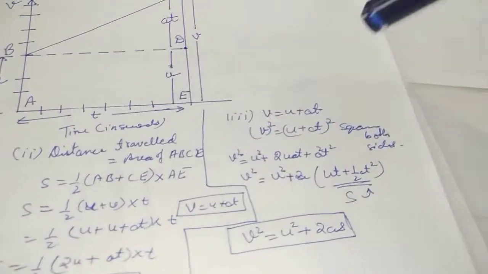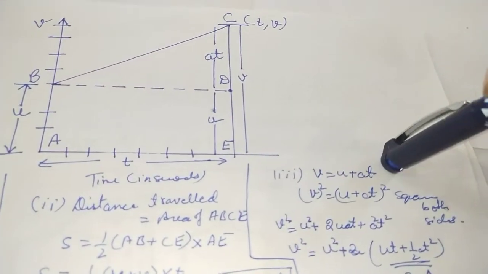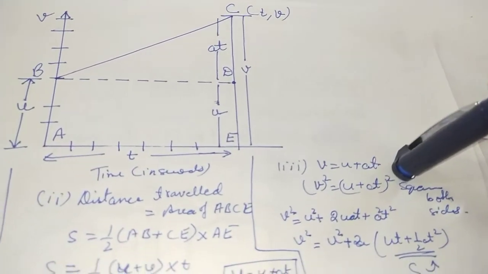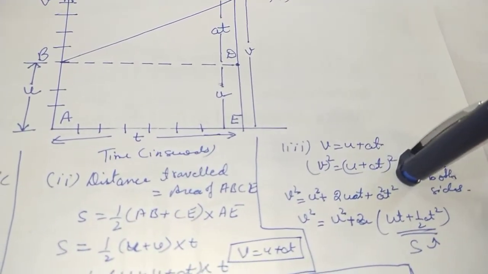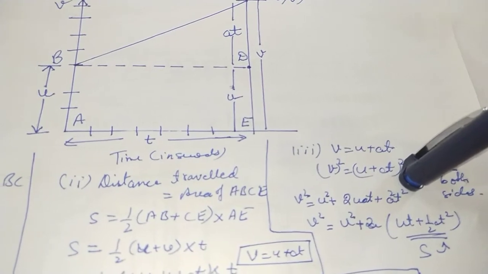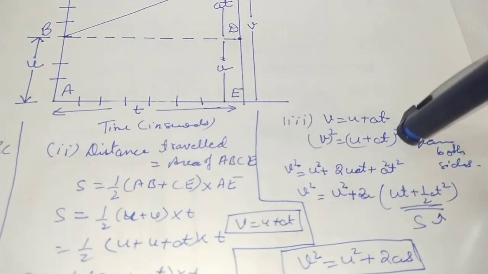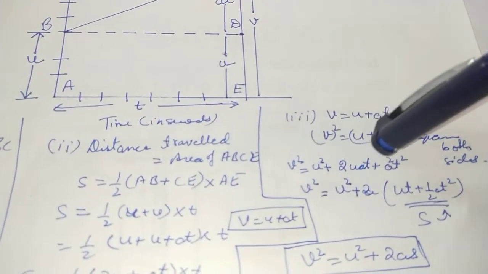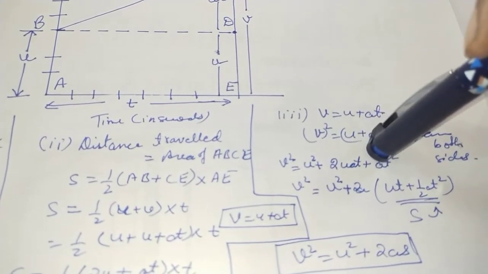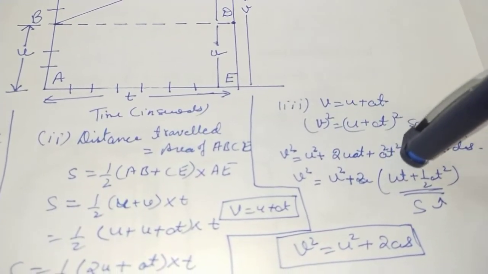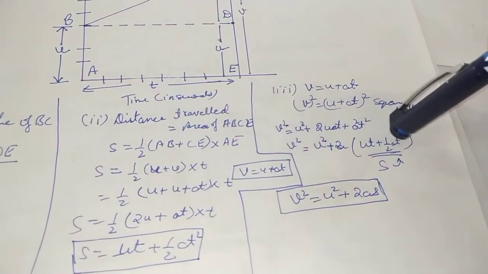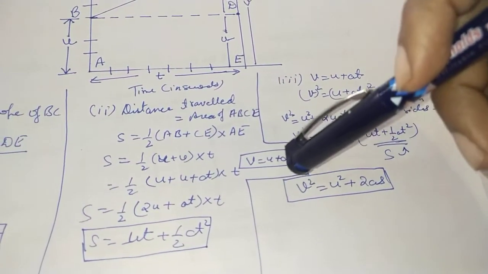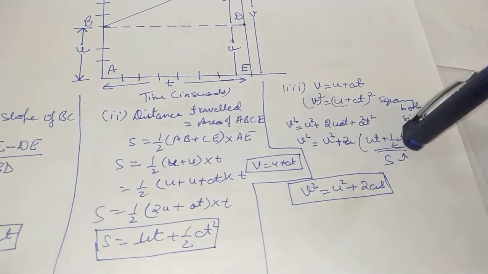Alright. To calculate the third one, we already have the first one. Let's square both the sides. So we'll get v square equals u square plus 2uat plus a square t square. Now let's try to separate out: u square is already there, and we take 2a common. So this can further be written as ut plus half at square, and that is already the second motion equation, so that can be replaced by s. Which brings us to v square equals u square plus 2as.